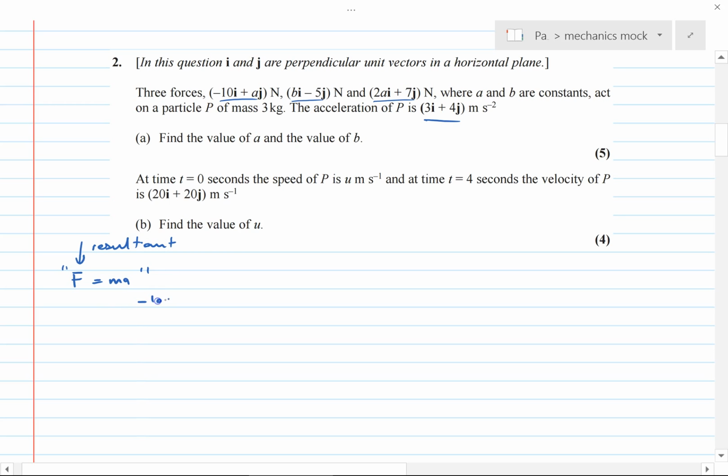So minus 10i plus aj, plus bi minus 5j, there's that one there, plus 2ai plus 7j. Let's make sure I do a bit of squiggling of them, is equal to mass times acceleration. So that's 3 times, because it's 3 kilograms, 3i plus 4j.